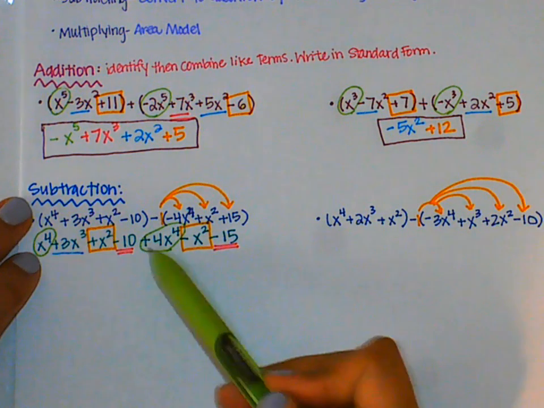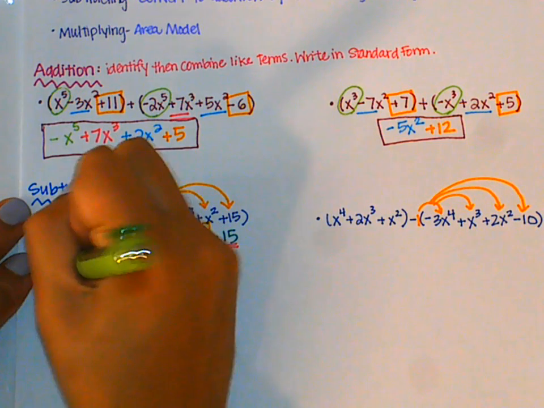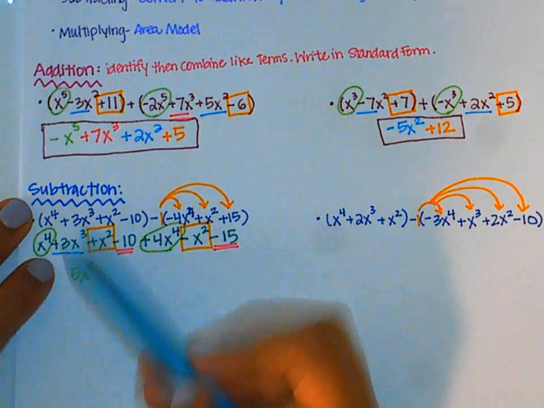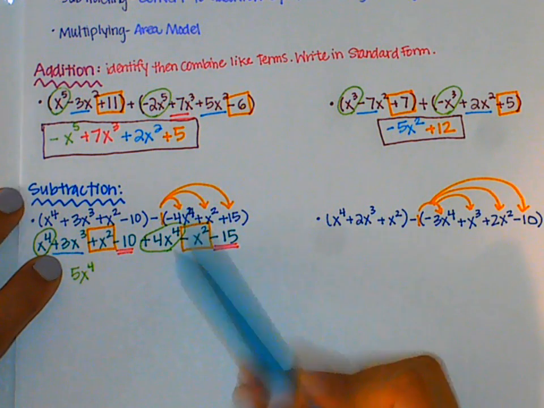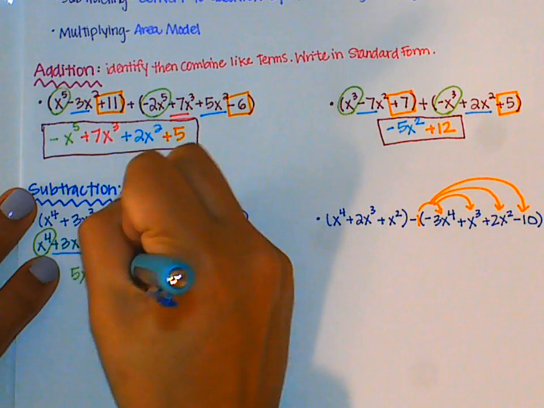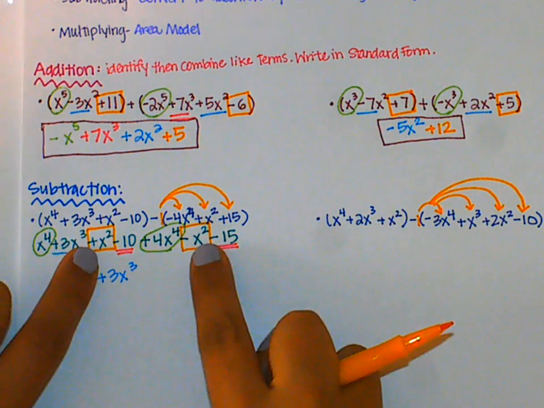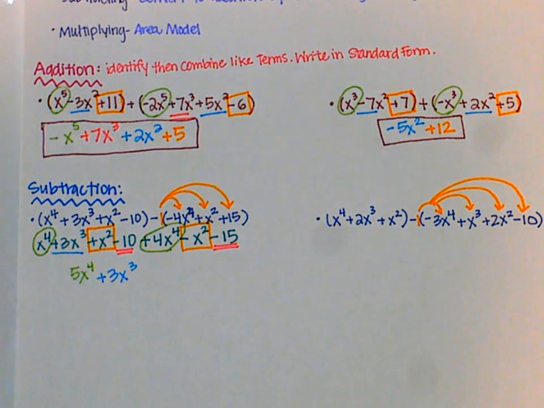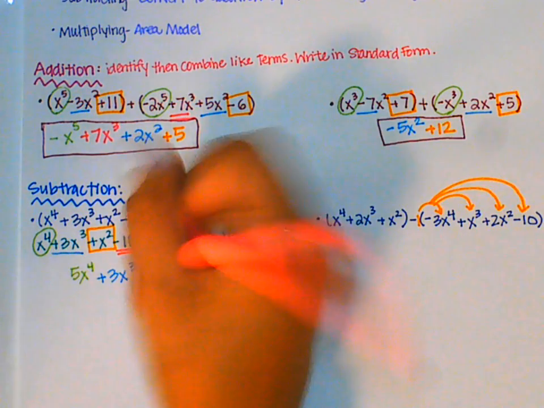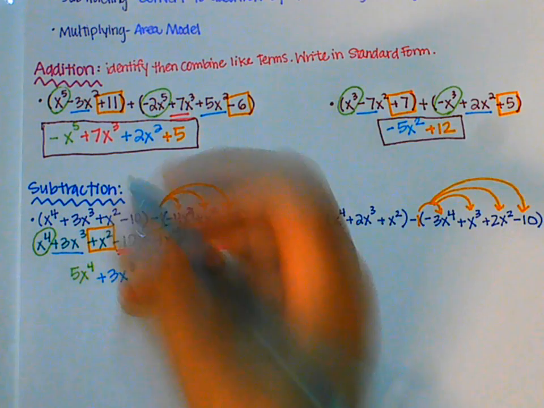All right, so x to the power of 4 plus 4x to the power of 4 gives me 5x to the power of 4. I have 3x cubed and nothing to combine it with on this side, so I just get plus 3x cubed. I have x squared minus x squared, which cancel each other out, so I don't have to write that. And then negative 10 minus 15 gives me negative 25. And that gives me my final answer.